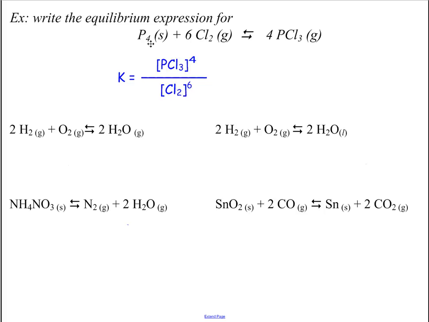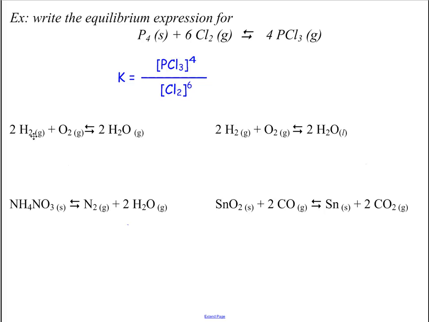We completely ignore the phosphorus solid because we're looking at the relationship in the changes in concentrations. Phosphorus, being a pure solid, has no concentration because concentrations are moles per liter. Those are variable in a mixture. So we're only looking at things where their concentrations can change. So let's take a look at a couple of these.